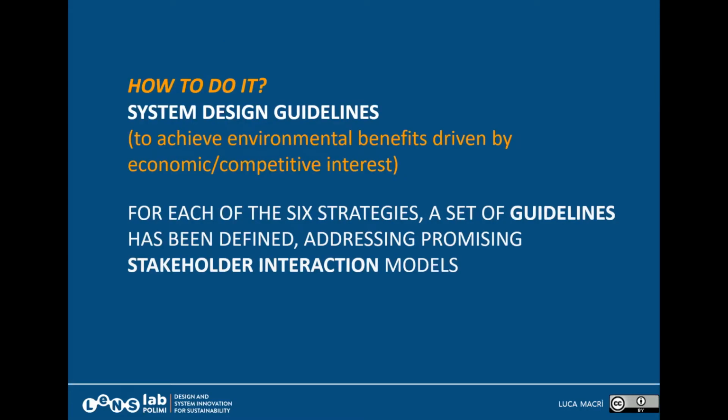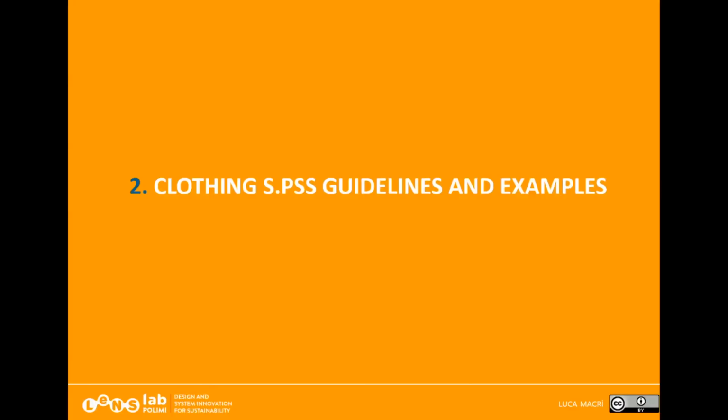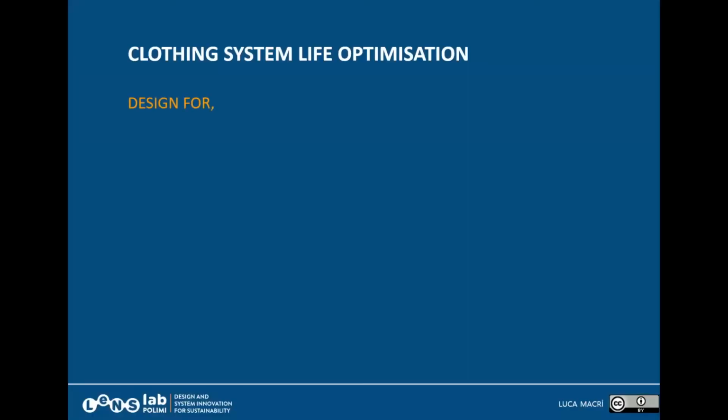And so how to do this? So how to apply the strategy in design is guidelines. So we have the guidelines to achieve environmental benefits. So the ones that Carlo introduced, driven by the economic interest. So the win-win, as we saw already. So for the 6 strategies, there are a set of guidelines, and we go straight to that.